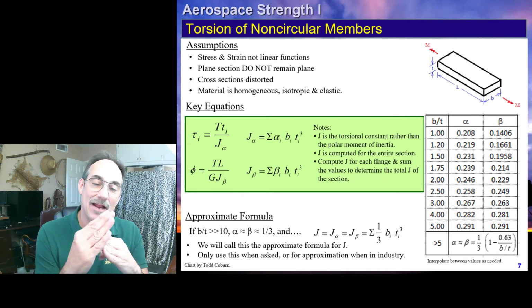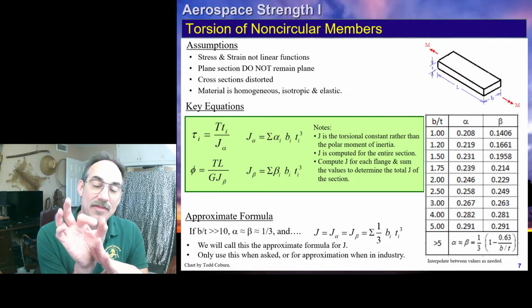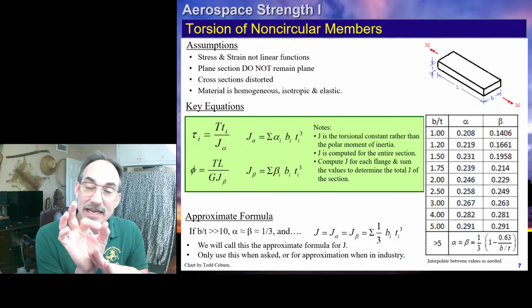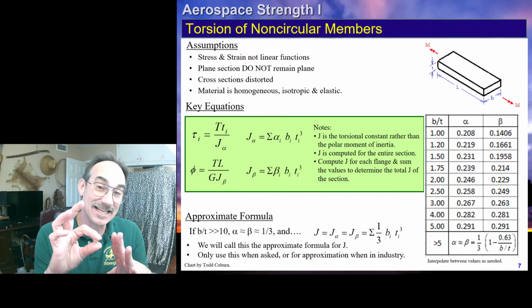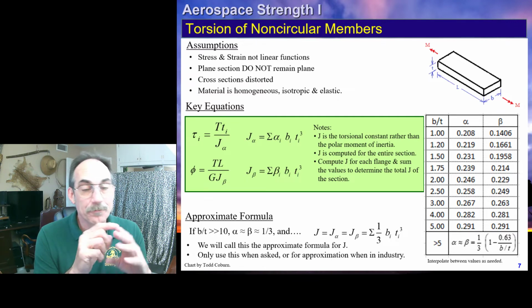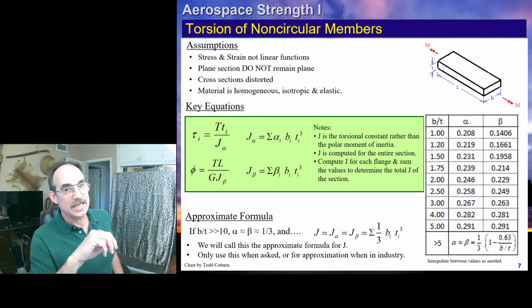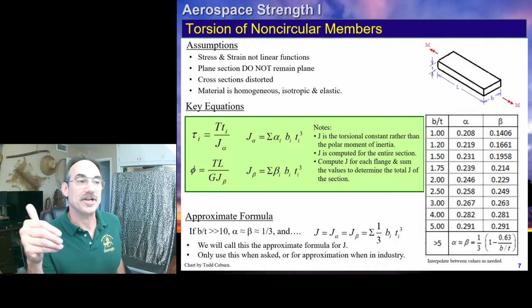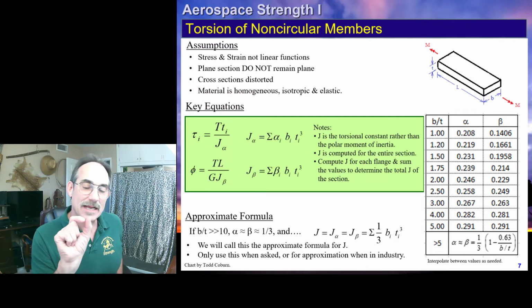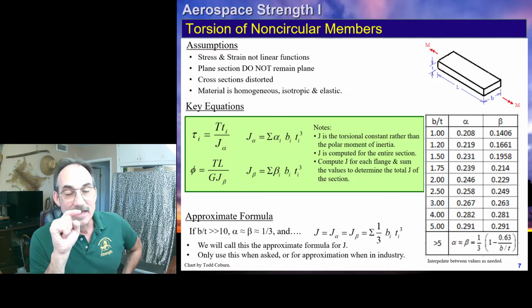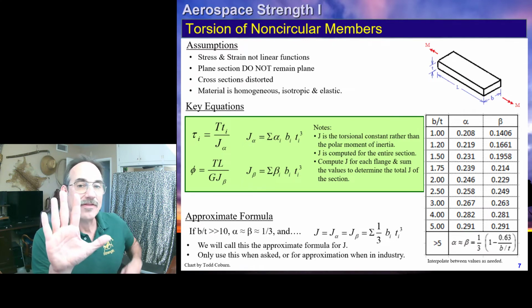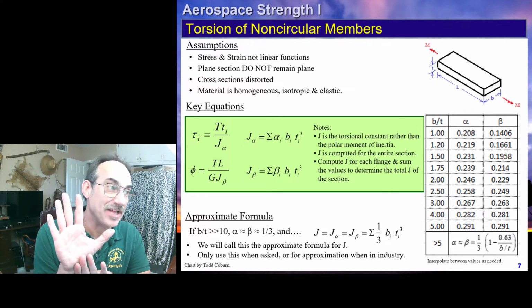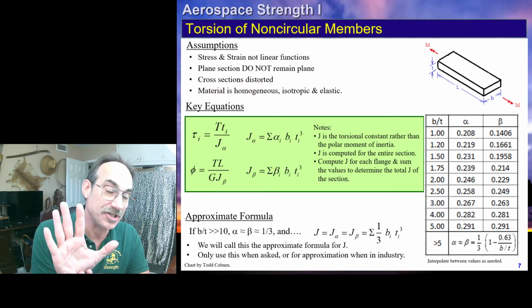So if I have an angle, I'll take T, the torque, times this thickness over J to get the shear stress in that flange, and torque times this thickness over J to get the shear stress in that flange. Once again, the J is of the entire section. We're going to be checking the stress in each flange by taking the T of each flange. The torque and the J remain unchanged. That's the same for the whole cross section.